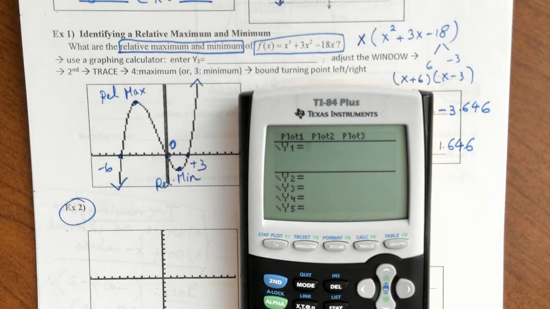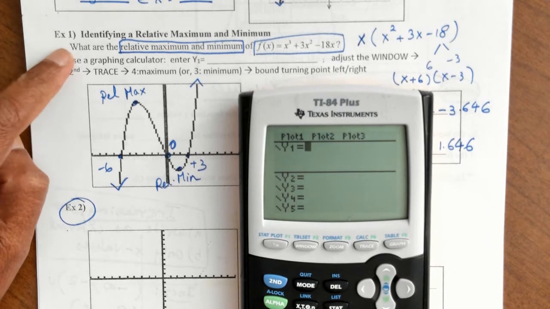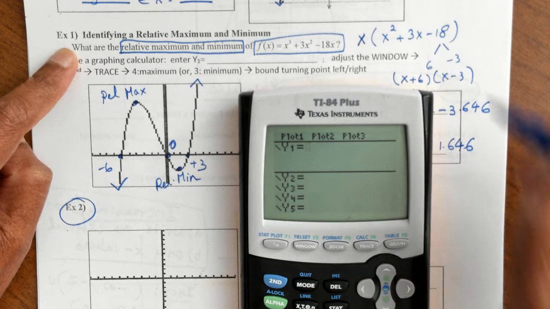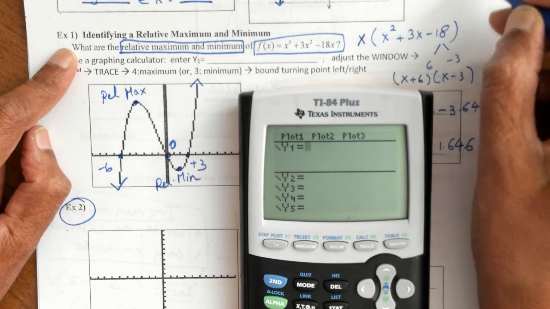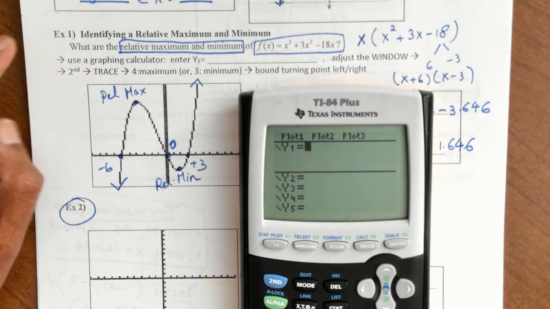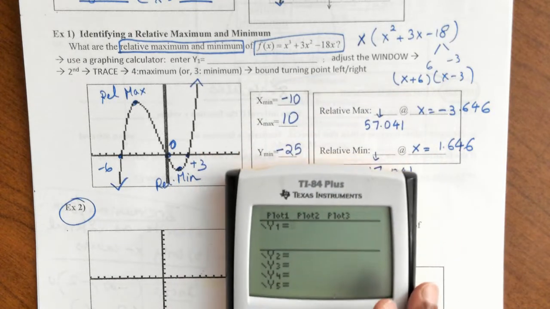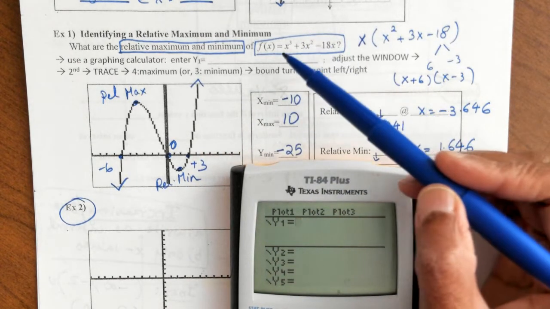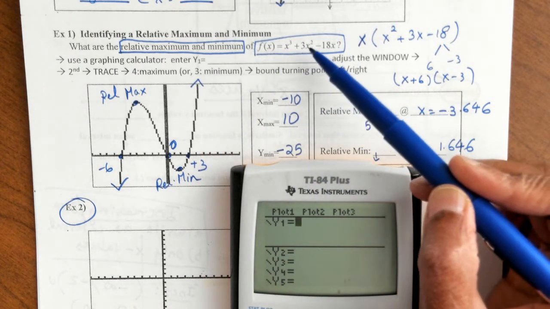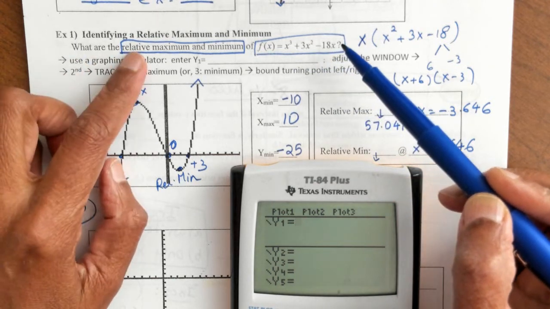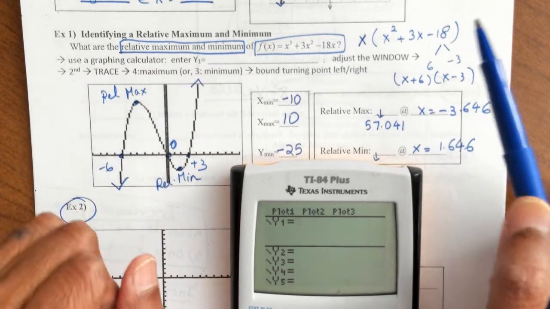So I'm basically picking up with the first problem, example 1 from the notes for using the calculator to find the relative max and relative minimum. This is page 8 in the notes. They've given us a polynomial, looks like a cubic function, x cubed plus 3x squared minus 18x, and it says what are the relative maximum and minimum.